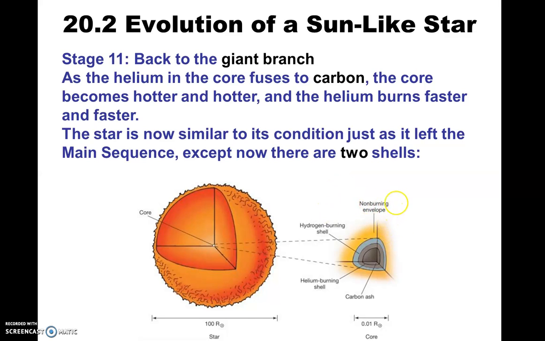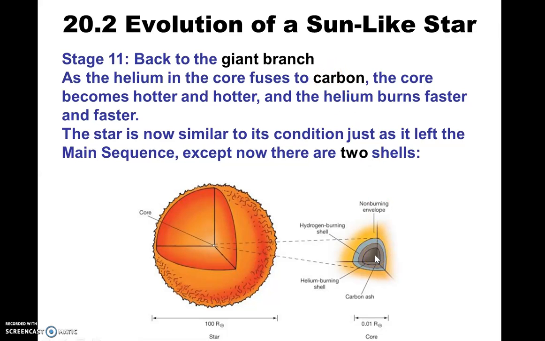There are actually two shells that are fusing, right? So the outer shell, of course, is still hydrogen turning into helium, and then there's an inner shell of helium burning. Remember, when we say burning, we really mean fusion. When the helium burning is going on, so that's the inner shell, that's turning into carbon. Okay, but the carbon's not fusing.